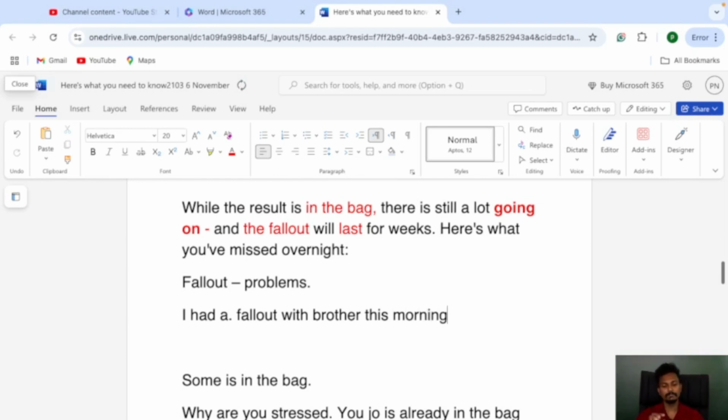I had a fallout with my brother this morning. That means I had a fight. It could be a serious disagreement. Here it means a small clash, a serious disagreement.